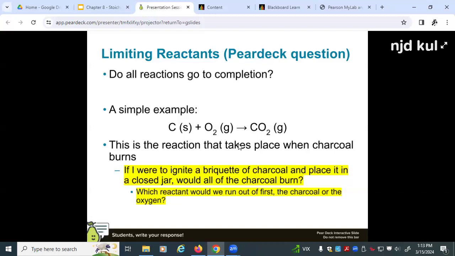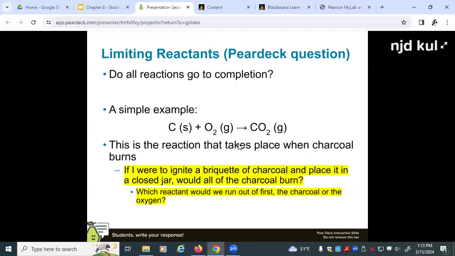So let's take this example here. Carbon is reacting with oxygen to make carbon dioxide. That is the reaction that takes place when we burn charcoal. So set up a barbecue grill outside, you put the charcoal in, you ignite it. This is the reaction that's taking place. Carbon in the charcoal is reacting with oxygen in the air to make carbon dioxide.